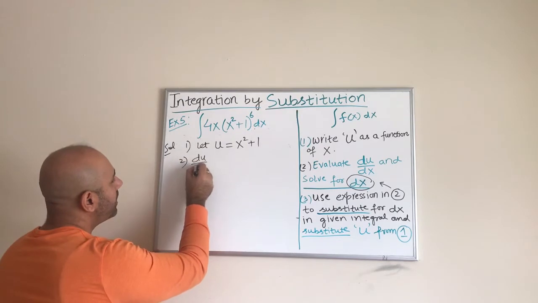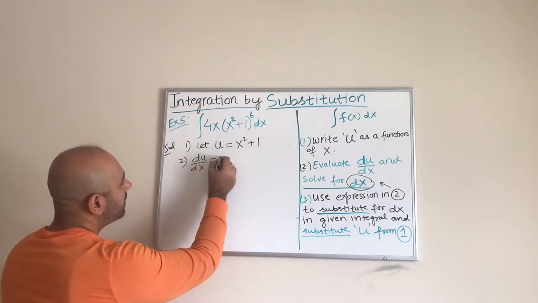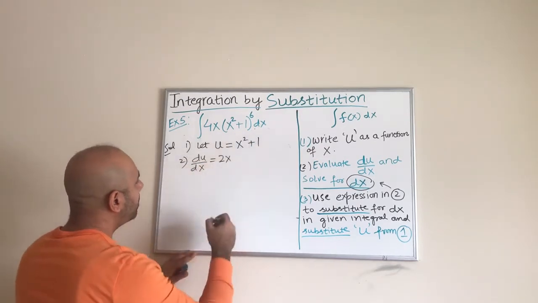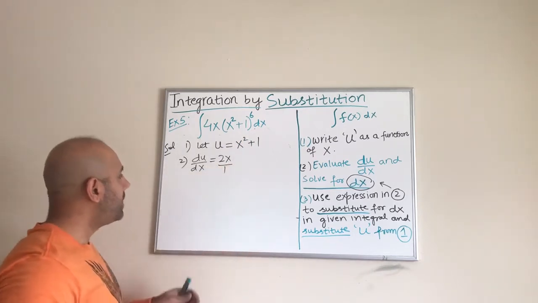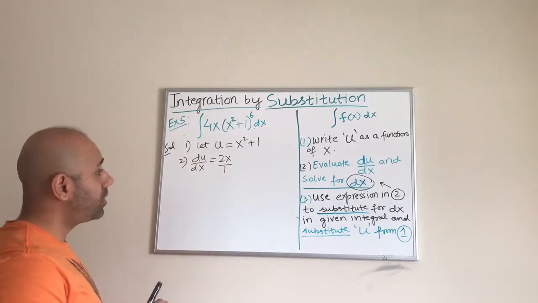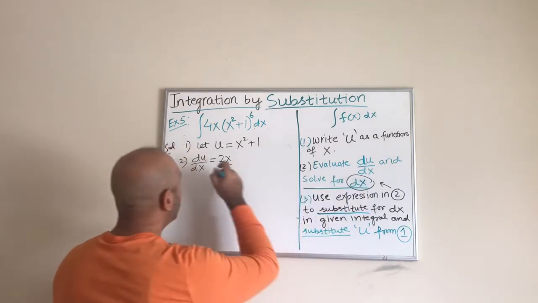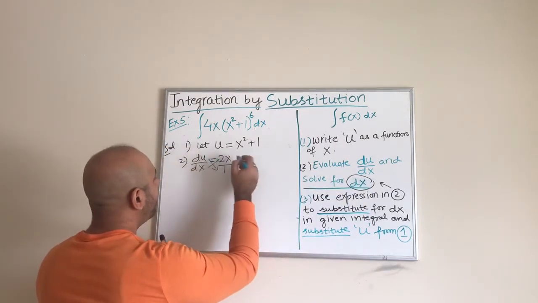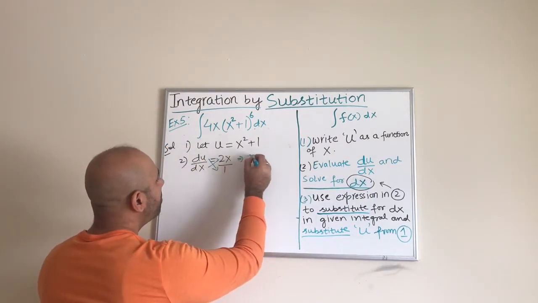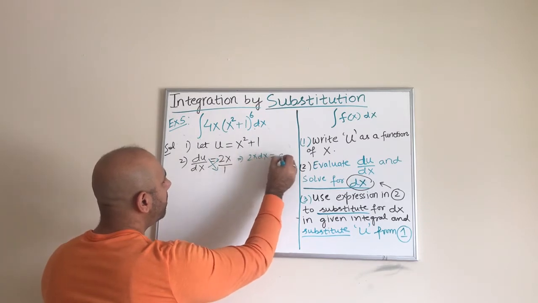Got to do du over dx. The derivative of this function is just simply 2x. Derivative of 1 is 0, no need to worry about it. Guys, there's an invisible 1 downstairs and we want to solve for dx. To solve for dx, obviously we want to cross multiply, and from here you get 2x dx equals du.